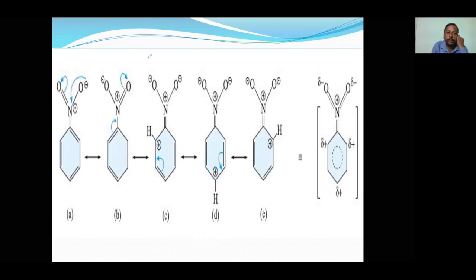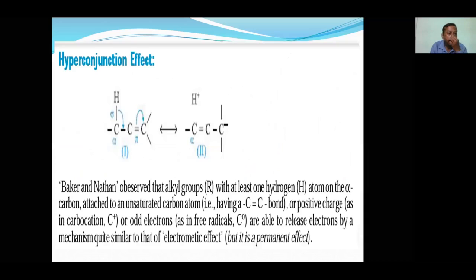Now let's see the next, hyperconjugation. Okay, so we have studied inductive effect, we have studied resonance or mesomeric effect. Now we are going to study the third effect. Okay, and we have the SIR effect also. What is that SIR effect that we'll study? So try to be attentive till last. Okay. So now the hyperconjugation effect. This is also called the Baker-Nathan effect.